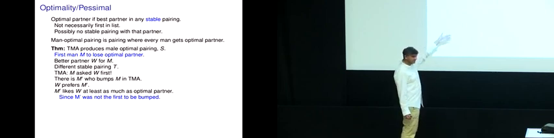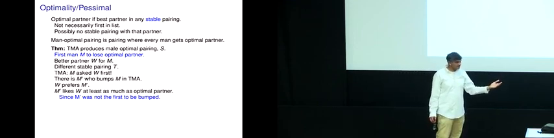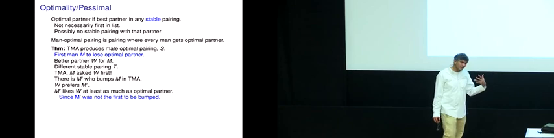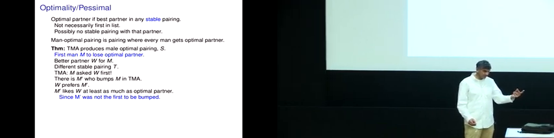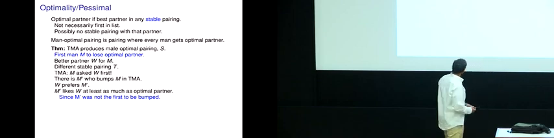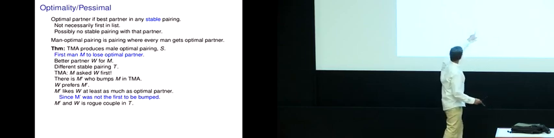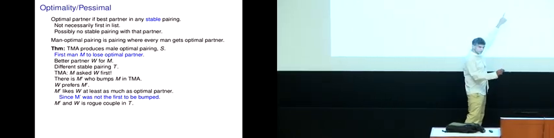Because I know that he's asking W. If he's asking W, he didn't already ask his optimal partner. Why? Because he wasn't bumped by his optimal partner yet, because he's not the first guy to be bumped. There's a different guy who's the first guy. So he has not been rejected by the woman of his stable dreams yet. He's asking this W first, so this W is at least as good as anybody he could be matched with in any stable pairing, which is what I'm saying here. M prime likes W more than anybody he likes in this stable world.